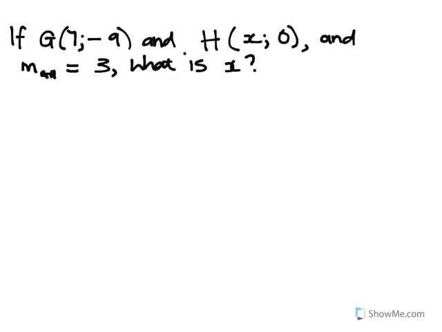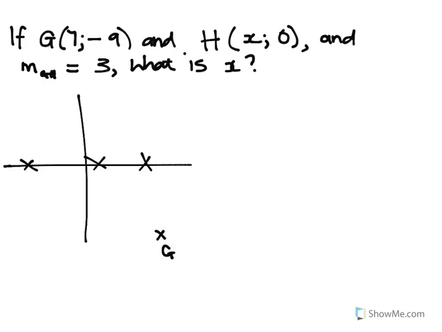If G has coordinates (7, minus 9), and H has coordinates (x, 0), and the gradient of the line GH is 3, what is x? So, a quick sketch. G is (7, minus 9), so somewhere down here, and H is (x, 0), and we don't know where it is. It could be there, it could be there, who knows.